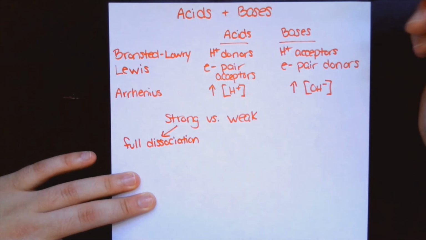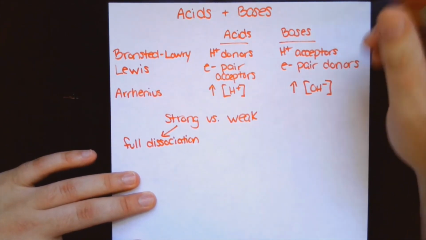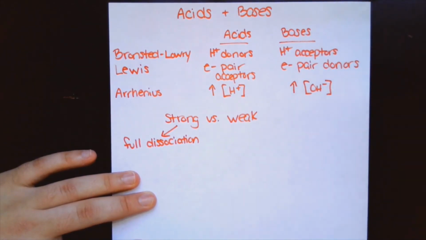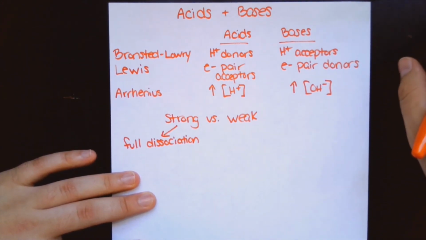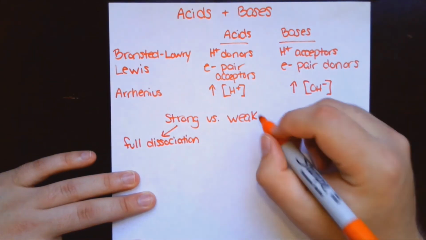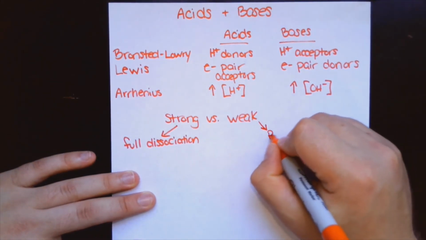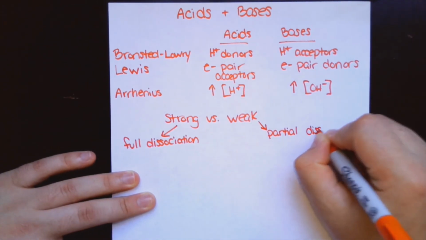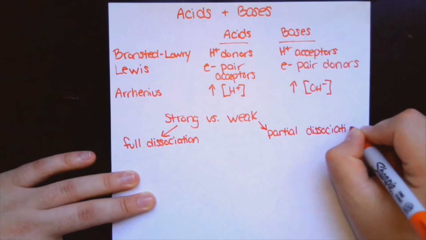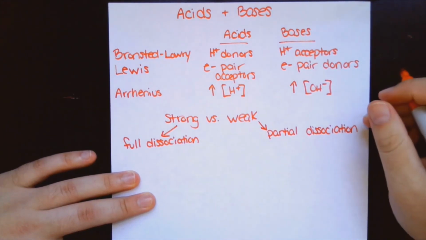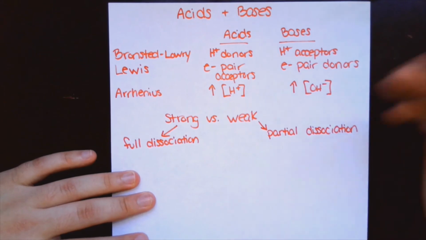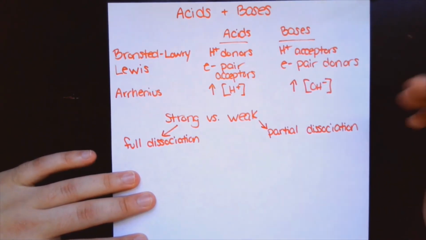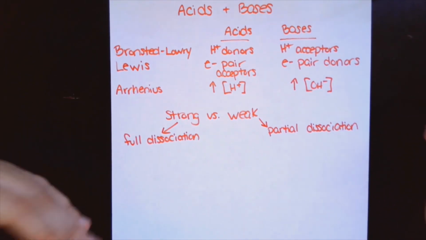That means, let's say you have 1,000 molecules of your strong acid or base in solution. You can assume that all 1,000 of them break up into their ions when they dissolve in water. Weak acids and bases only see partial dissociation. So if you take 1,000 molecules, maybe only 400 will actually break up into ions and give off H plus or OH minus ions. The other 600 will stay as their non-ionic molecular form.